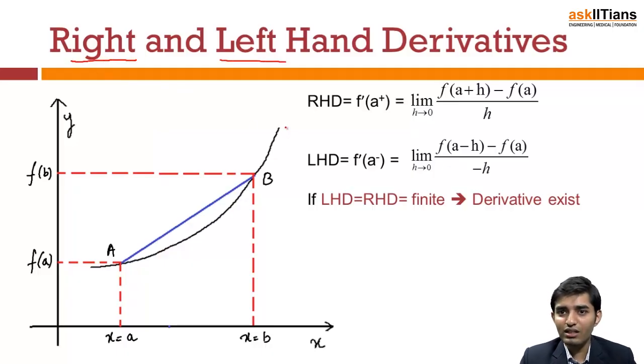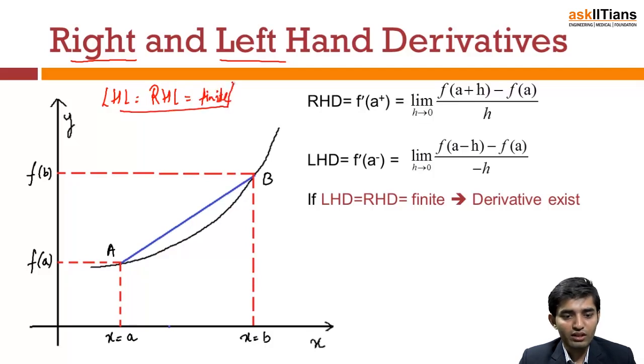In continuity we have seen that we had LHL and RHL, left hand limit and right hand limit, and we say that a function is continuous if LHL is equal to RHL is equal to finite. Both the left hand limit and the right hand limit should be equal. Now in case of derivability we have right hand derivative and left hand derivative. Now what is the definition of right hand derivative? That I will tell you in a while.